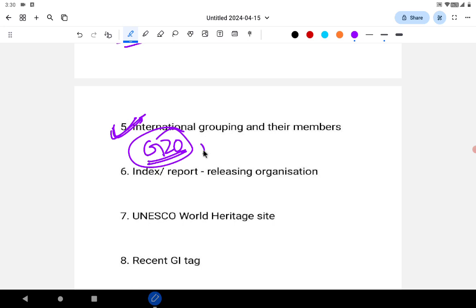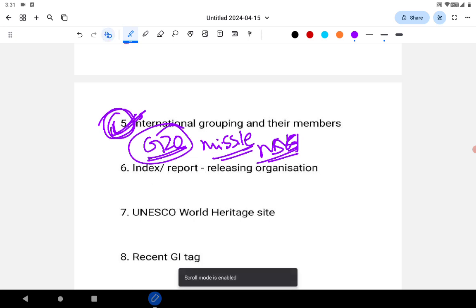The treaties related to missile technologies, the NSG, Nuclear Suppliers Group, etc., where India is a member and where India is not a member. International groupings and their members, very, very important.